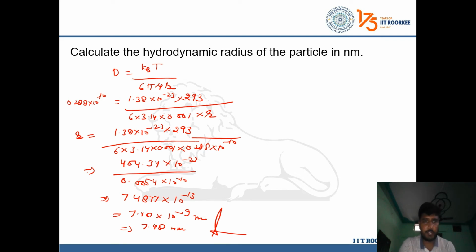Based on the above data, you have to calculate the hydrodynamic radius. You can easily apply the Stokes-Einstein equation, and you will get the radius of the particle in nanometers.